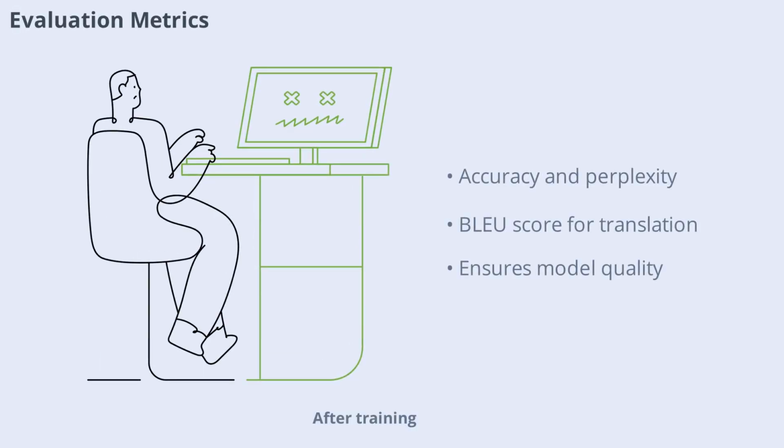After training, it's important to evaluate the model's performance using specific metrics. Common metrics for language models include accuracy, perplexity, and BLEU score for translation tasks. These metrics help determine how well the model understands and generates language. Regular evaluation ensures the model meets the desired standards before deployment.